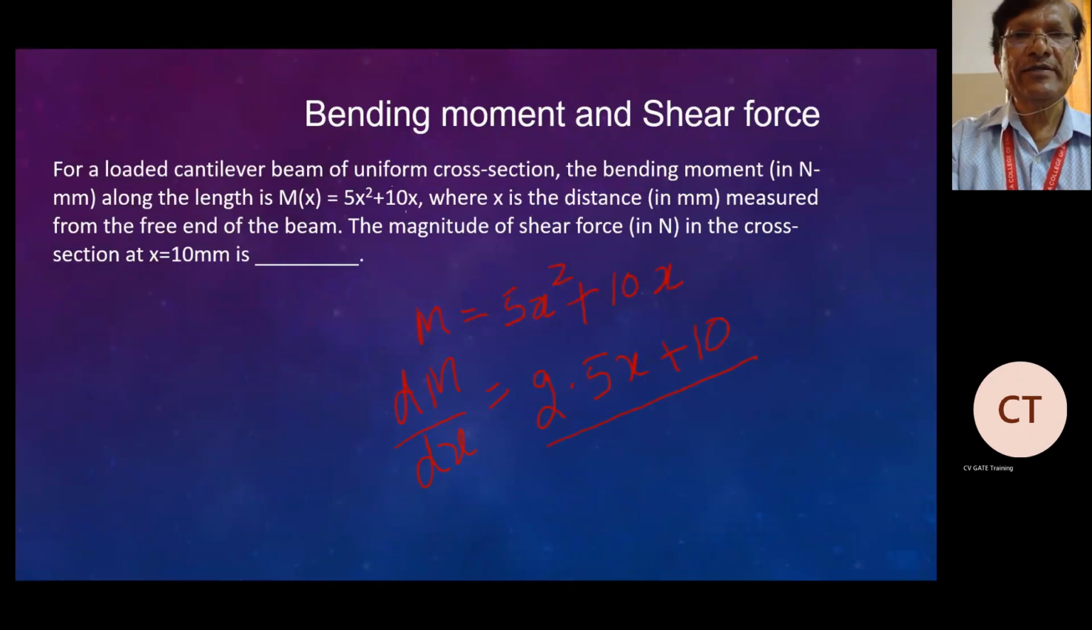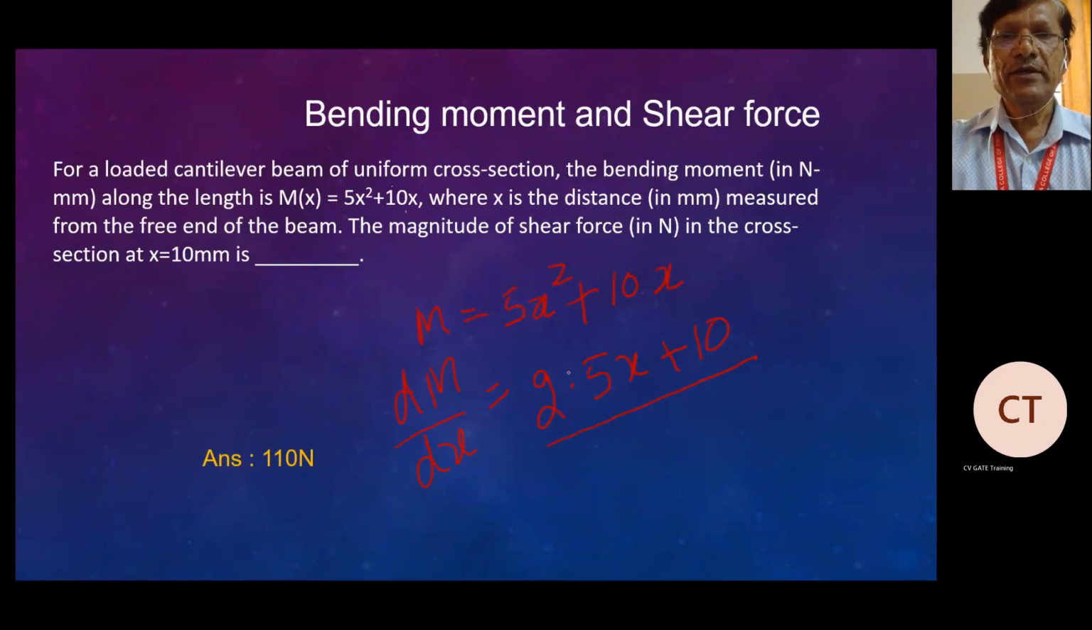What they are asking is at x equal to 10 millimeter. So 10 into 5 into 2, that is 10 into 10, 100, plus 10. So 110 is the value we will be getting at that point.